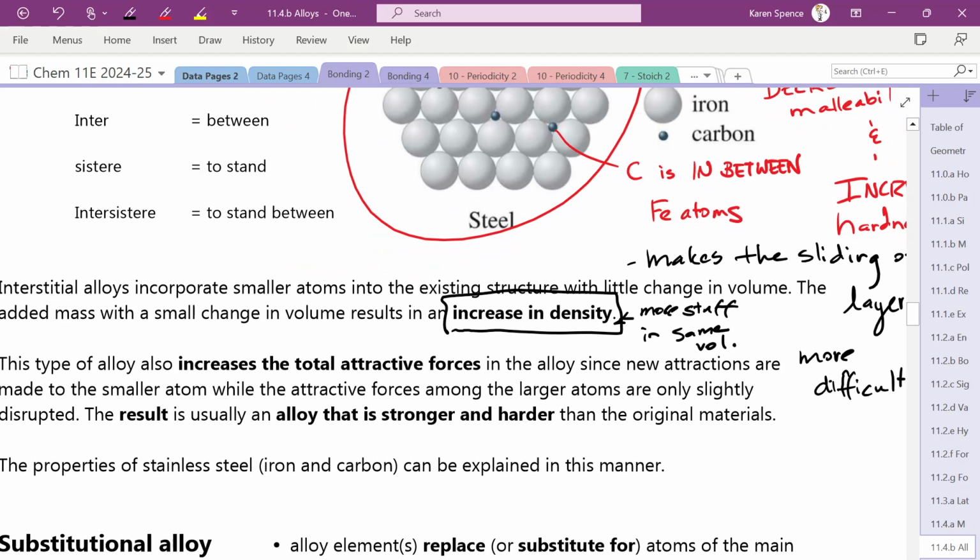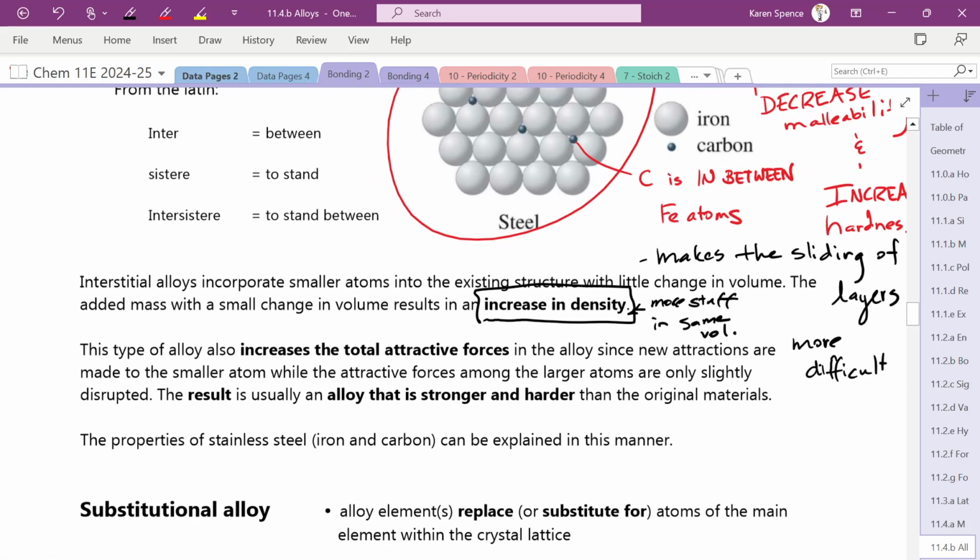It's going to increase the total attractive forces because there are going to be new attractions made to the smaller atom, while the attractive forces among the larger atoms are only slightly disrupted. So it is usually going to be stronger and harder. Okay? You're not going to have to describe why. Normally, you're just going to be like, alloys are stronger and harder.